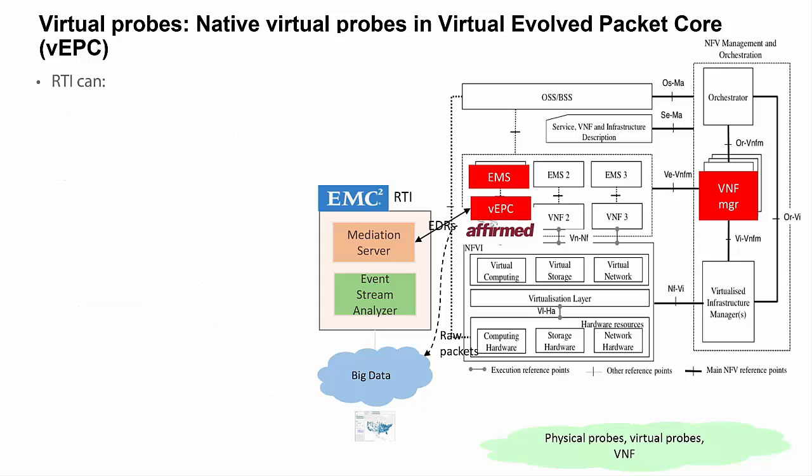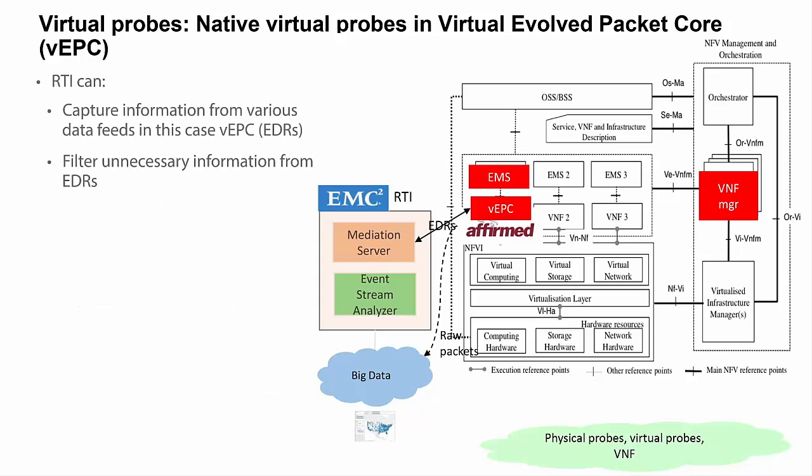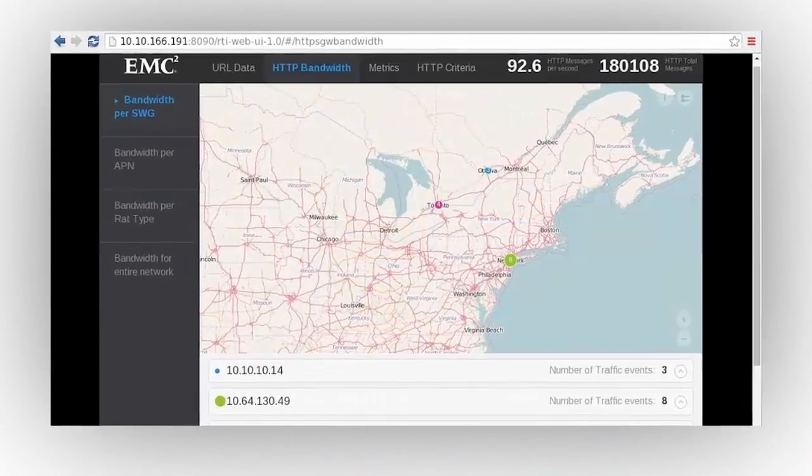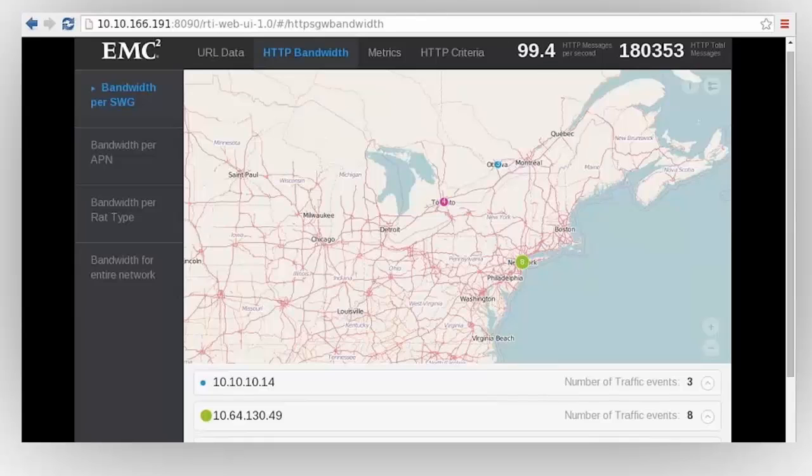RTI can capture the information in real time, filter data, hash sensitive fields, and calculate various analytics for reporting back to the administrators. As we can see in this view, in the top right corner we can see the number of messages, EDRs, sent by the virtual EPC to RTI, and you can also see the total number of messages. If we look down here, we have a map showing the activities per S gateway in the network, and we can see the different gateways in different cities.